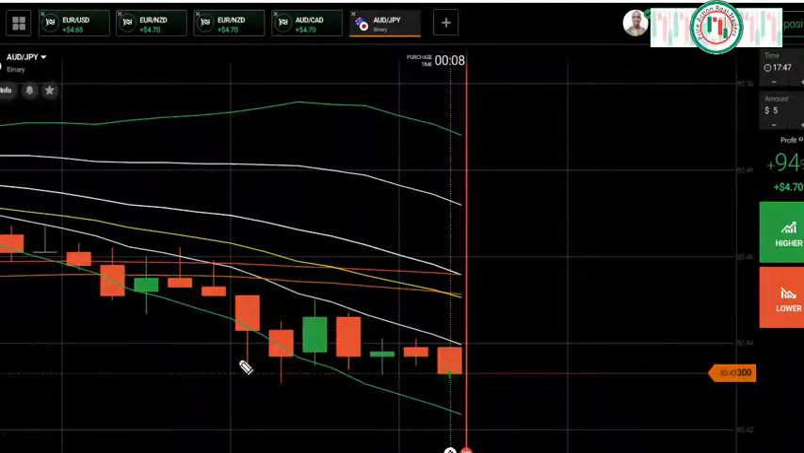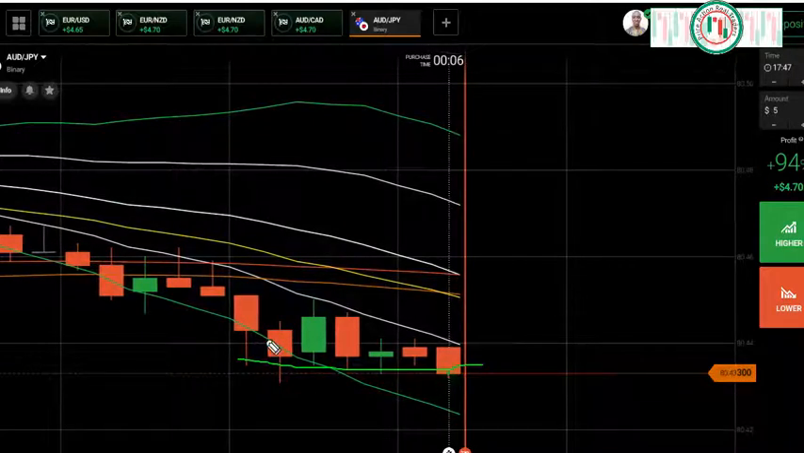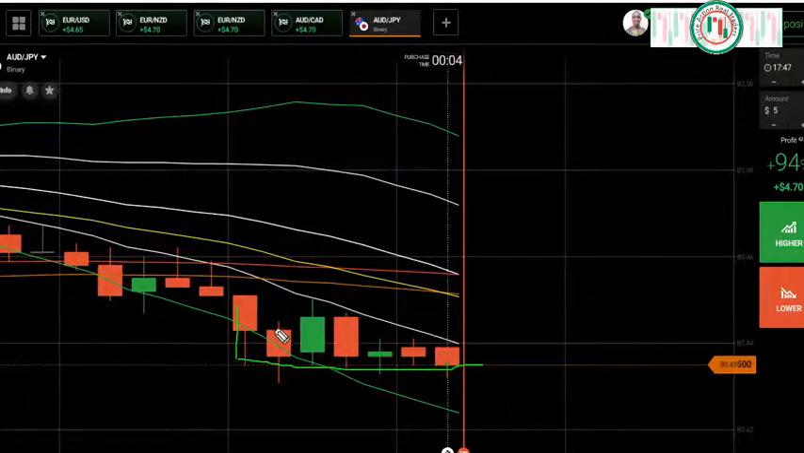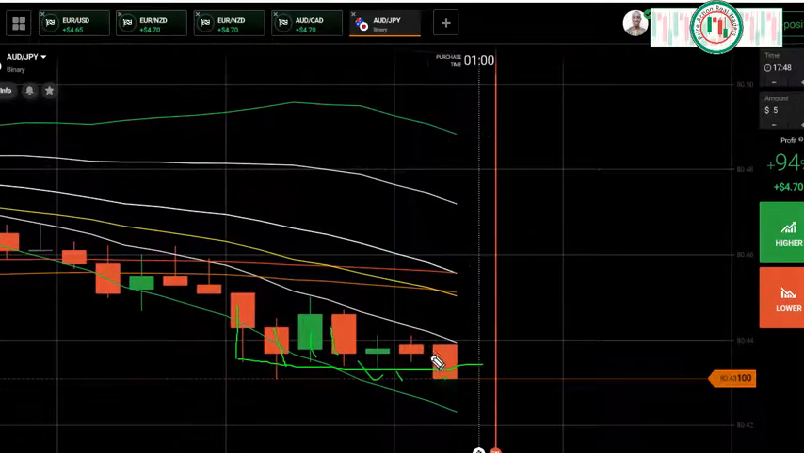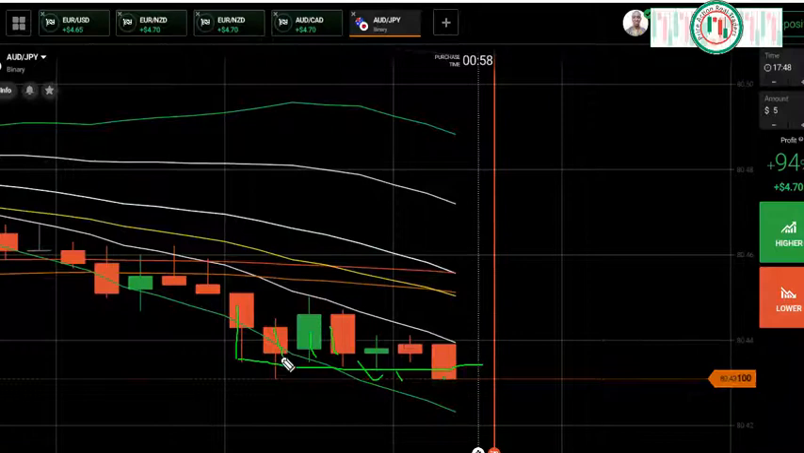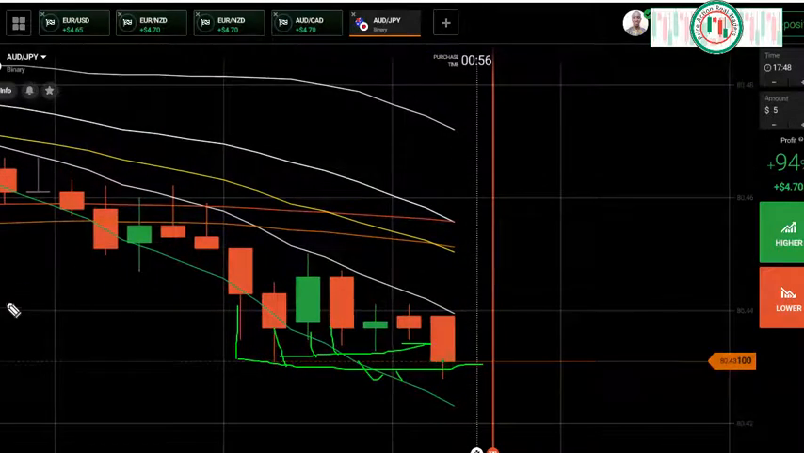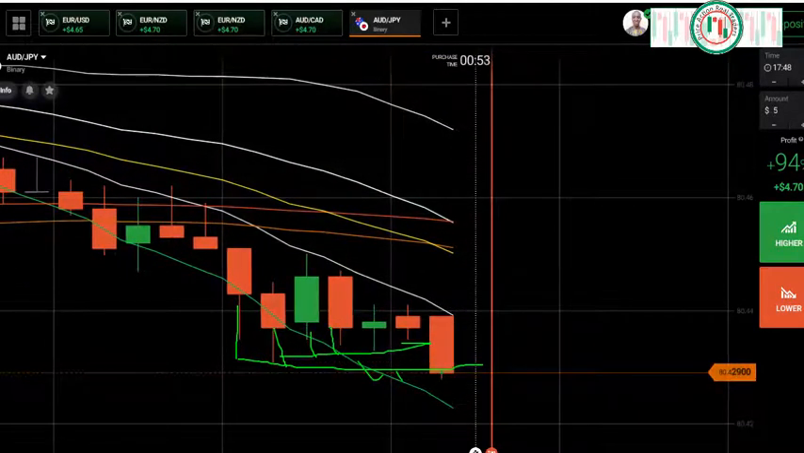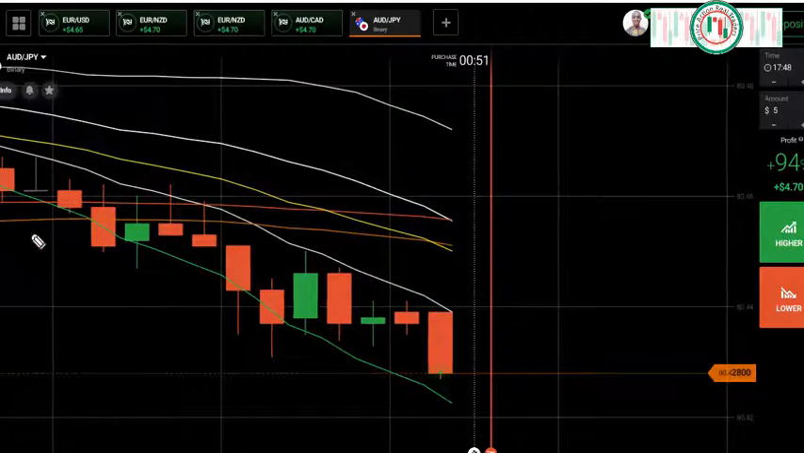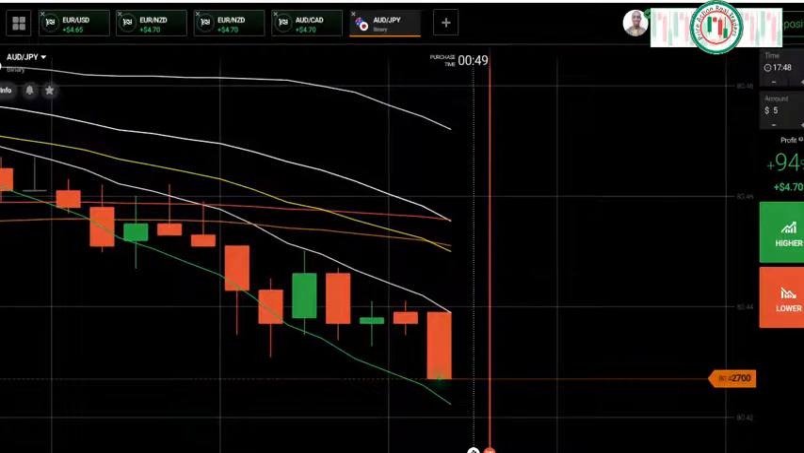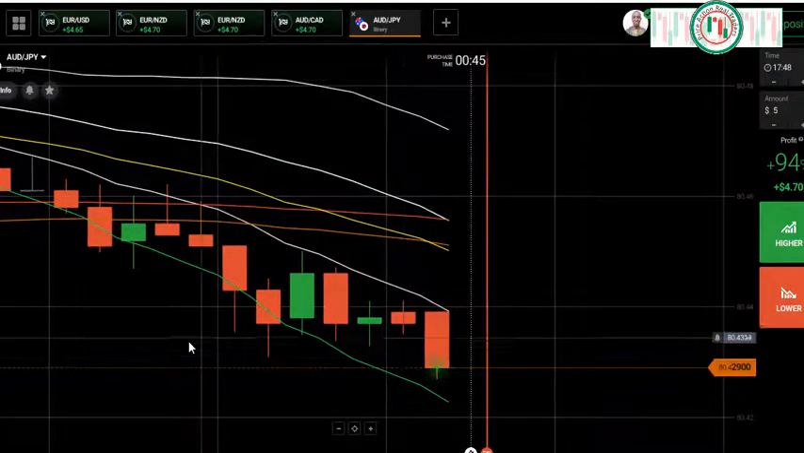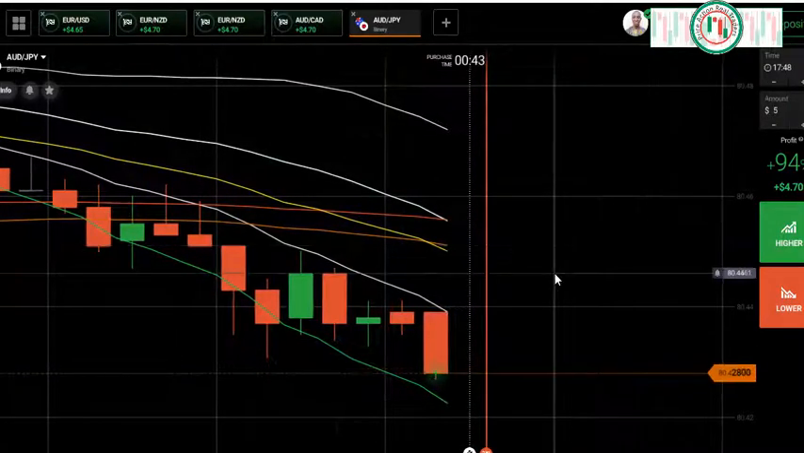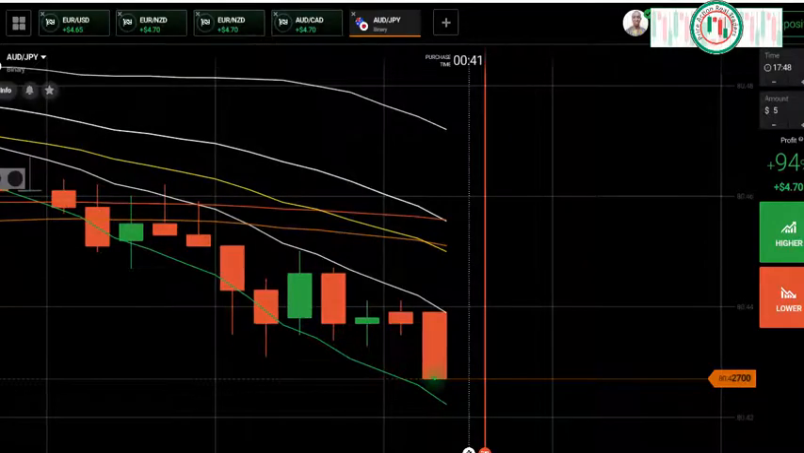You see this level here, multiple touches, 1 2 3 4 5 6 touches. So we should expect a breakout. But the candle is too huge. This huge candle, the breakout candle is strong. Maybe we should expect buyers entry after this strong candle.